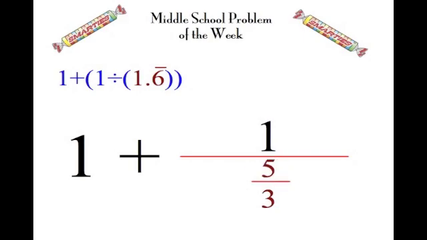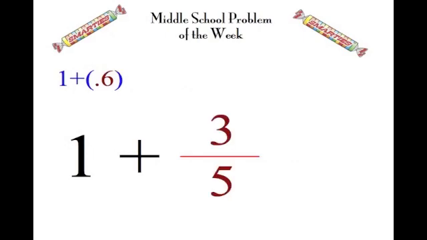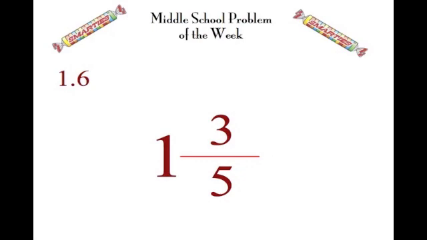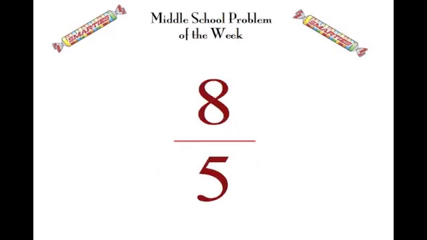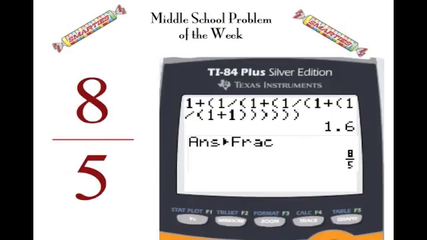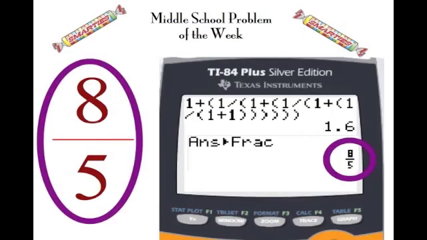Once again, we have a reciprocal. The reciprocal of 5/3 is 3/5, or 0.6. We write it as a mixed number, 1 3/5. We change to an improper fraction, 8/5. Our calculator agrees. 8/5, the answer to this week's problem of the week.